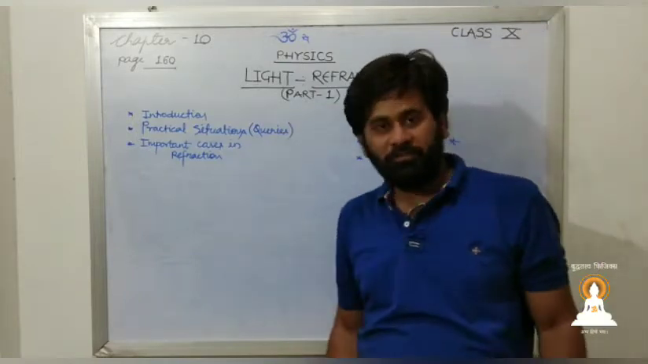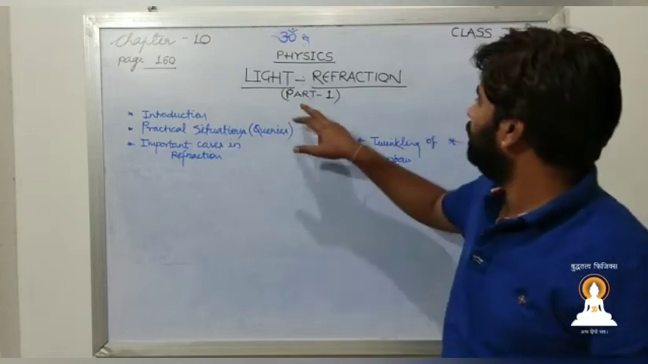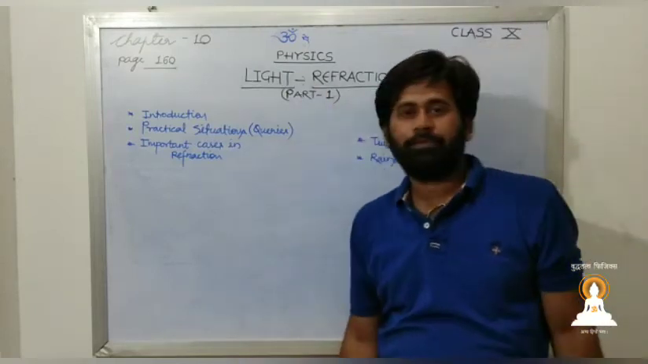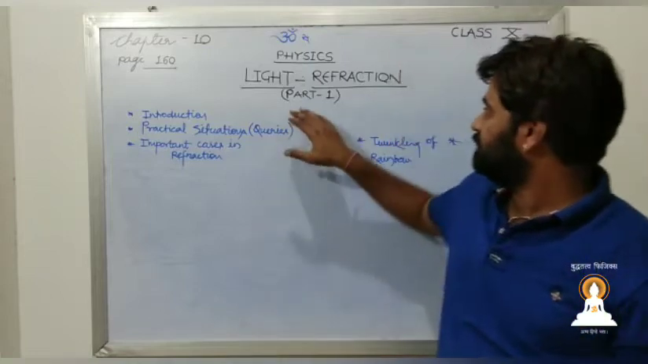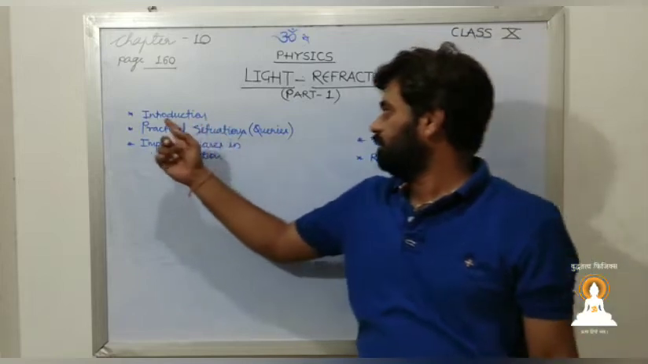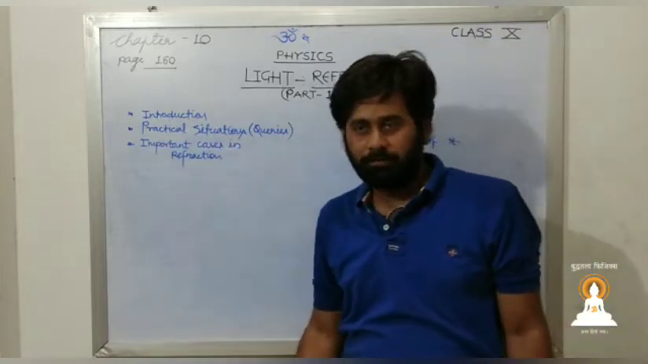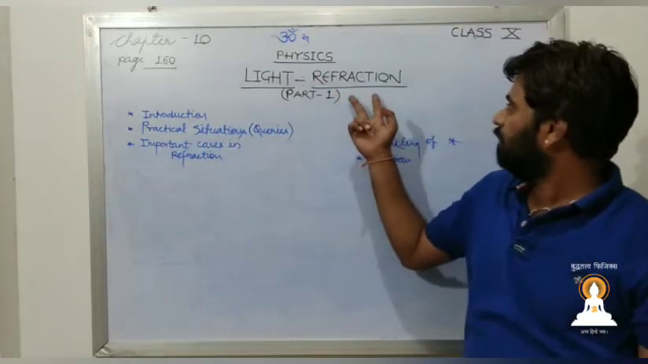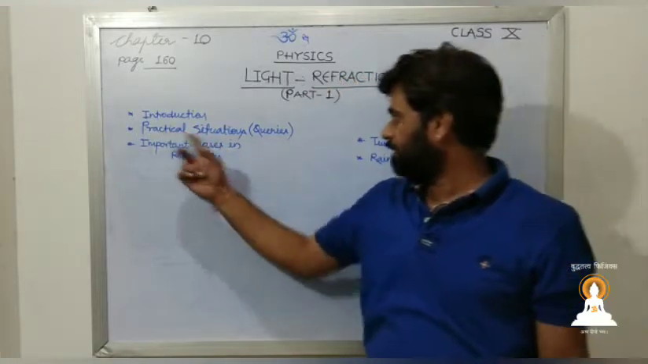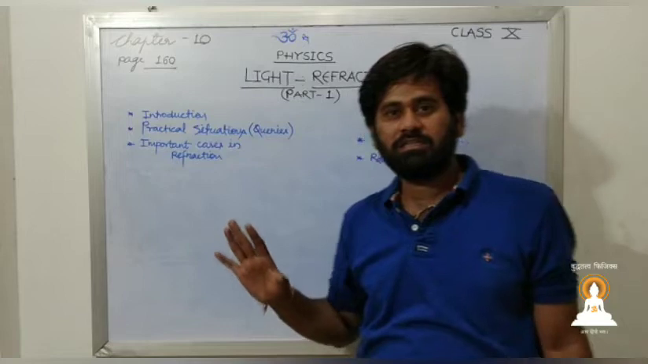We have already completed the reflection part of light. Now we are coming towards the refraction part. So this is part 1, video part 1, in which we are going to see the introduction part, meaning what is refraction, how is it identified, and then practical situations where we see such things.